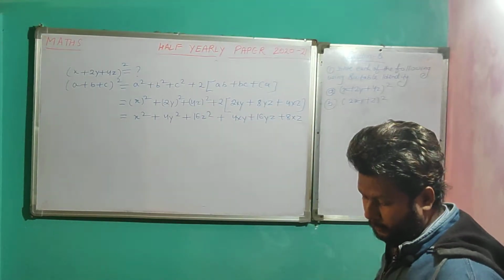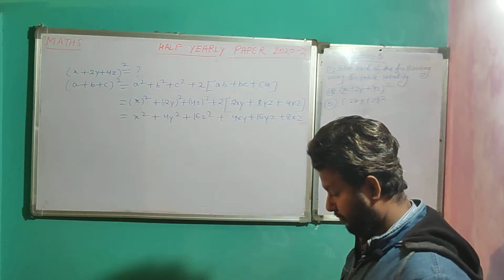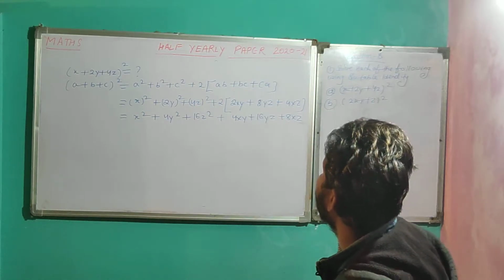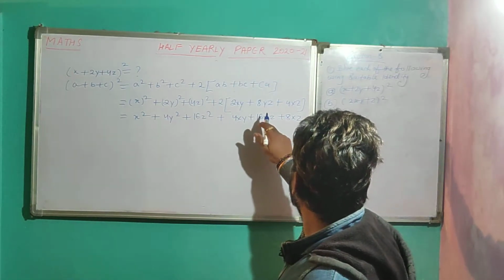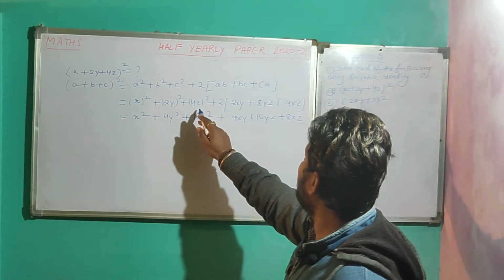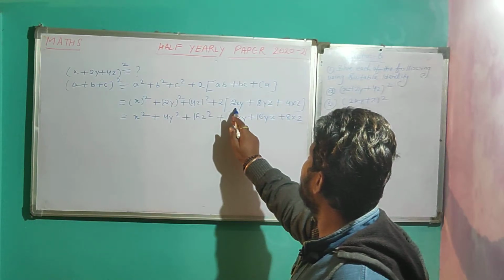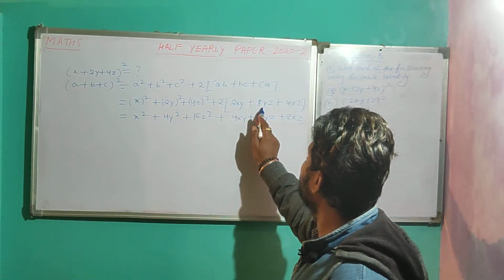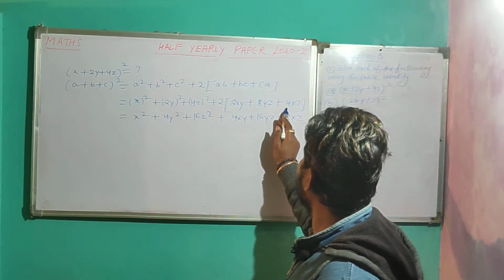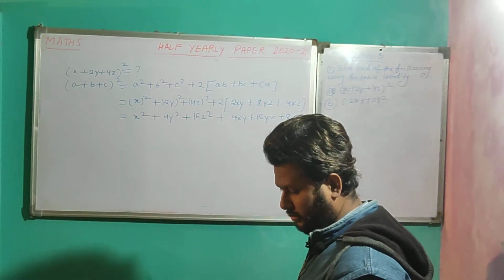Okay, is anything wrong over here? a square, b square, c square, 2 ab is 2xy, bc is 8yz, ca is 4zx. On solving, 2 to the 4, 8 to the 16 and 4 to the 8. Okay.